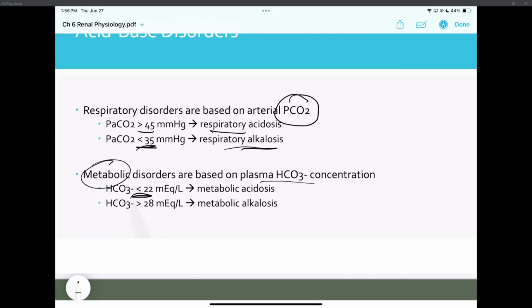If the bicarb is low, that means we're using up a lot of bicarb to neutralize a lot of acid. Metabolic acidosis. If the bicarb starts to build up, we have too much bicarb, making our pH higher. We have all this excess bicarb floating around, which causes a metabolic alkalosis because now bicarb is way too high. Bicarb is created by the kidneys. It's a metabolic process.